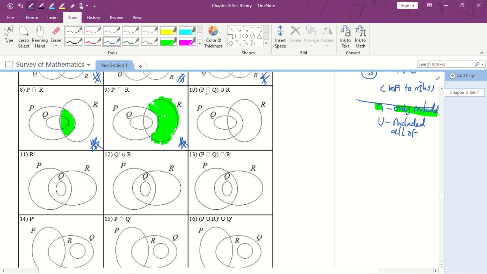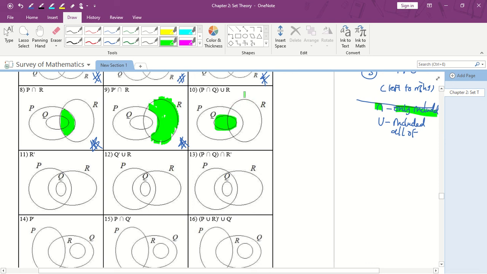Let's try the next question. P intersect Q and a parenthesis union R. Remember, we always do the P intersect Q first because there's a parenthesis. So we will shade P intersect Q. So it will be here. And you might ask, hey, why do we shade this region? This is region R. I don't care about R because for P intersect Q, I will shade the region that P and Q touch at the same time.